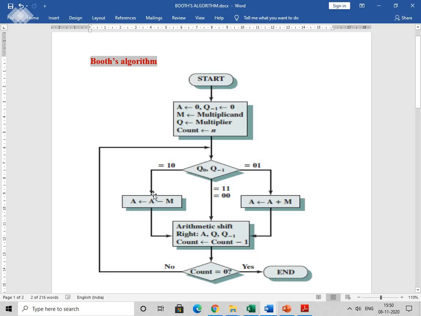So after this subtraction, we will be performing arithmetic shift right operation of A, Q and Q minus 1, and we will be decrementing the count and continuously checking whether the count is equal to 0. If it is equal to 0, so this will be the end of your product and you will get the final product as an answer in register A and Q.